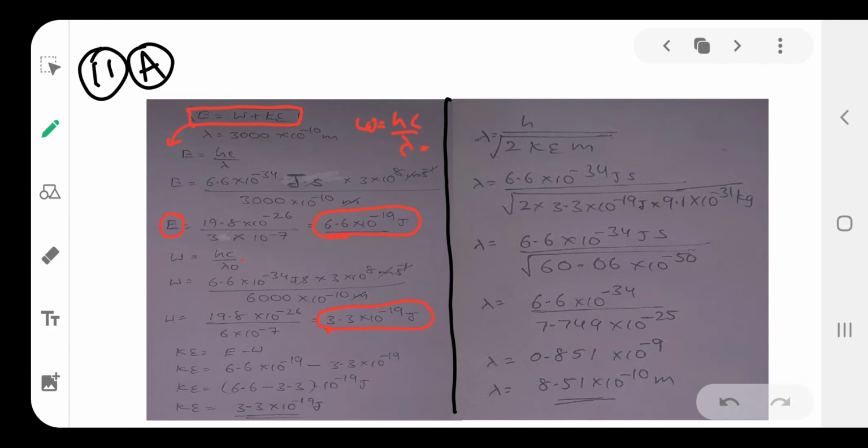The next one is from this formula: E is equal to W plus KE. From this one, KE has to be separated. KE means E minus W. Therefore KE is equal to E value 6.6 into 10 power minus 19 minus W value 3.3 into 10 power minus 19. The 10 power minus 19 is common, so the remaining is 6.6 minus 3.3, which is 3.3 into 10 power minus 19 joule. This is the kinetic energy.